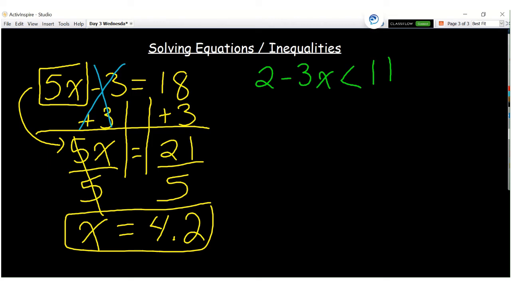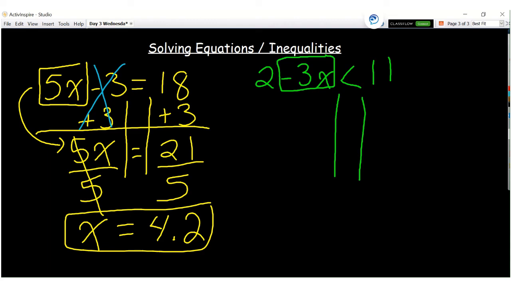I'm going to draw my railroad tracks, and I'm going to start by boxing in my variable and what's with it. In this case, I'm not only boxing in that 3x, but the negative sign that's in front of it, okay? In the first example, my variable and coefficient were listed first, so I knew it was positive because there was no negative sign in front of it. For this one, because you're subtracting it, you treat it like a negative, okay?